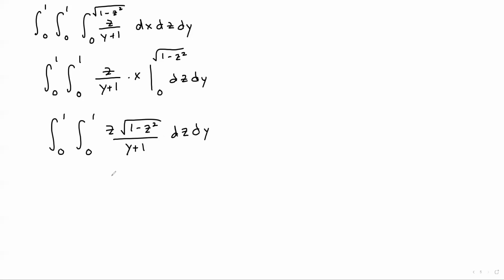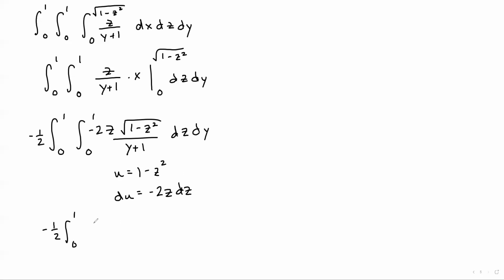All right, and so now we're integrating with respect to z, and we've got z square root 1 minus z squared, so that's going to be a u substitution. So we do u equals 1 minus z squared, du equals negative 2z dz. So we need to have a negative 2z instead of just a z, so we can put in a negative 2, and offset that with a negative 1/2. And then we can do our substitution.